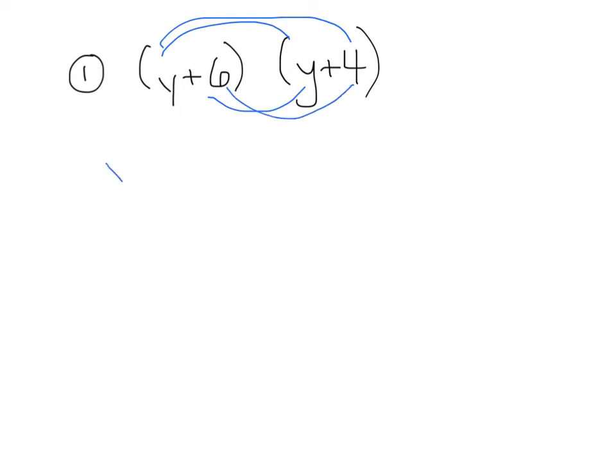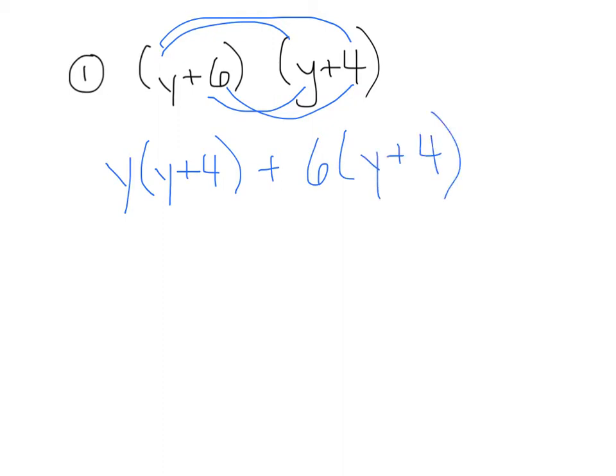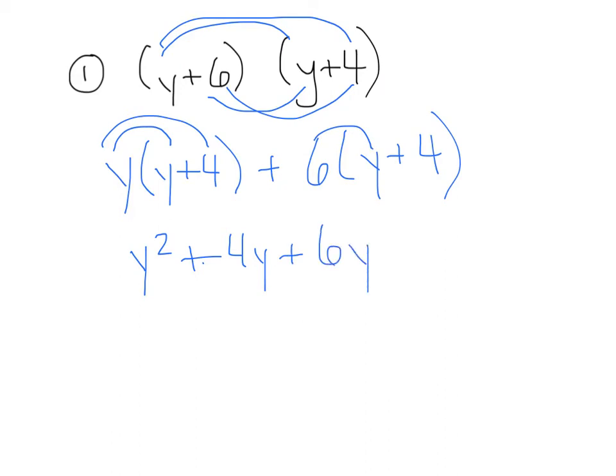So we can write it out as y times that second parentheses, which is y plus 4, and then we're going to add that to 6 times y plus 4. And remember, when we have parentheses, we have to distribute throughout. So we're going to take y times y, which is y to the second, and then y times 4, so plus 4y. Now we're going to distribute our 6, so 6 times y is plus 6y, and then 6 times 4, plus 24.